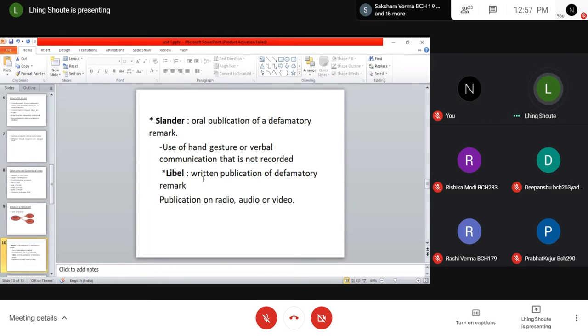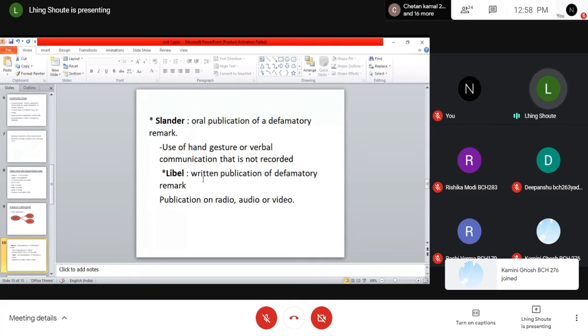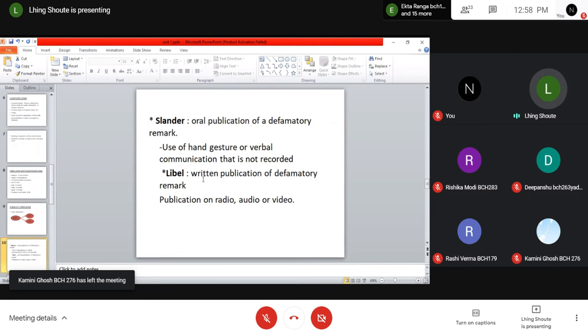Libel, on the other hand, is the written publication of a defamatory remark that has the tendency to injure another's reputation or character. Libel can also happen through publication on radio, maybe through audio or video. So these two are cyber defamation. We use social media, where you can listen to audio, you can watch video, and you can post anything, right?